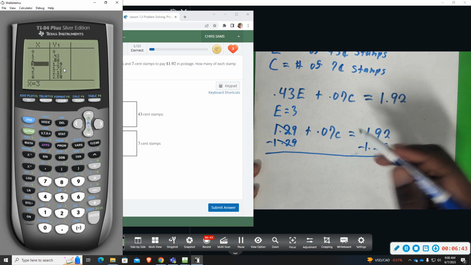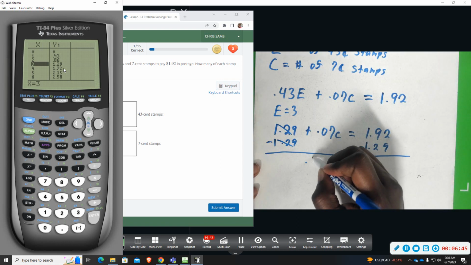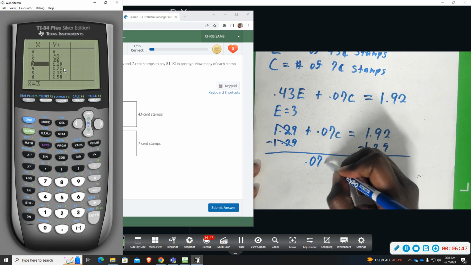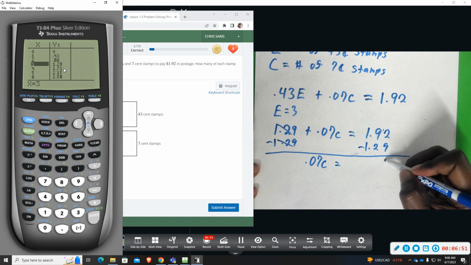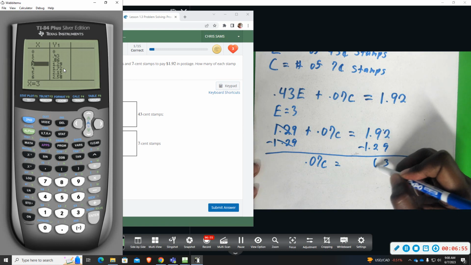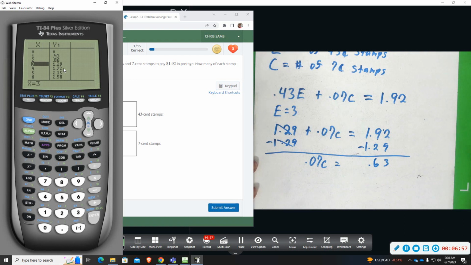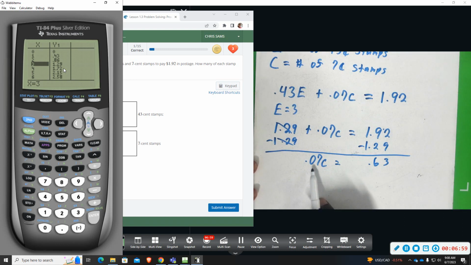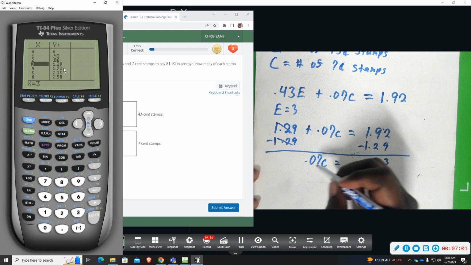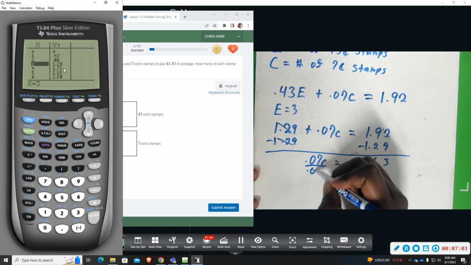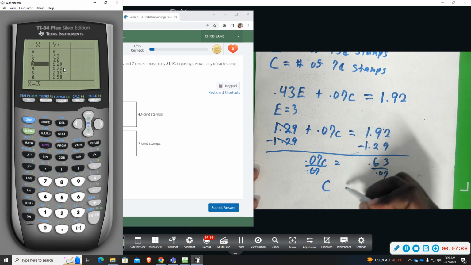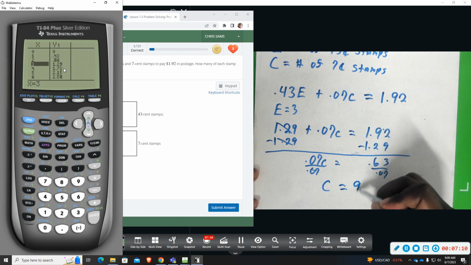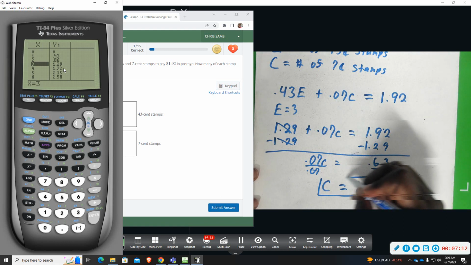So we'll go to 0, bring down the 0.07C. We'll do some borrowing. That'll give us 3, 8 minus 2 is 6. So we get 0.63. Now at this point, I know that 7 times 9 is 63. So if I divide by 0.07, we get that C equals 9, and that is a whole number. So this is what we want.